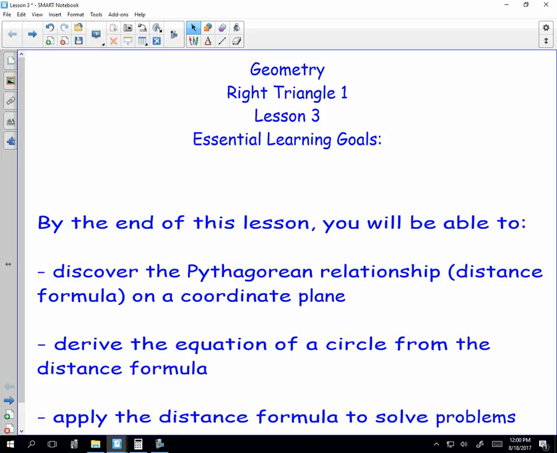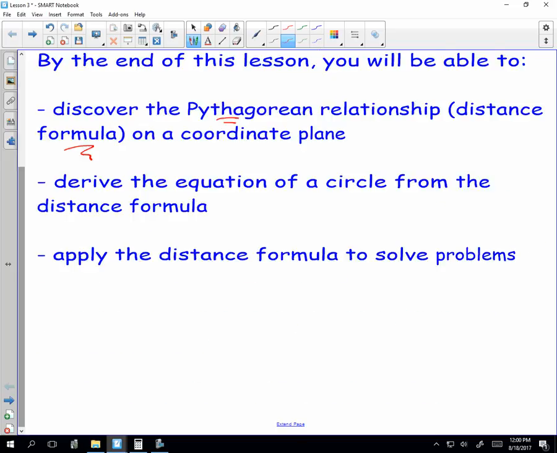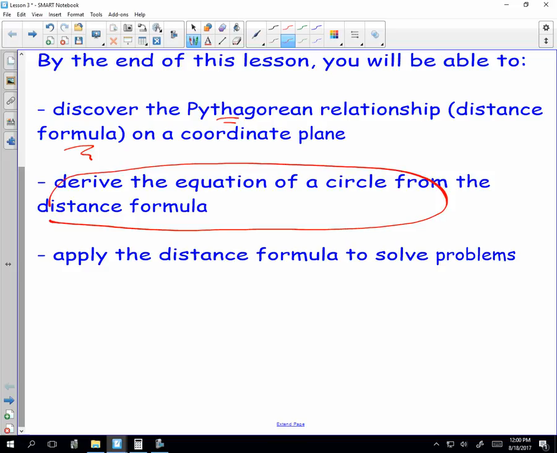It's our last lesson in the first right triangle unit, and by the end of this lesson we're going to discover how the Pythagorean theorem works to give us the distance formula on a coordinate plane, and then, using the idea of the distance formula, derive the equation of a circle from the distance formula.